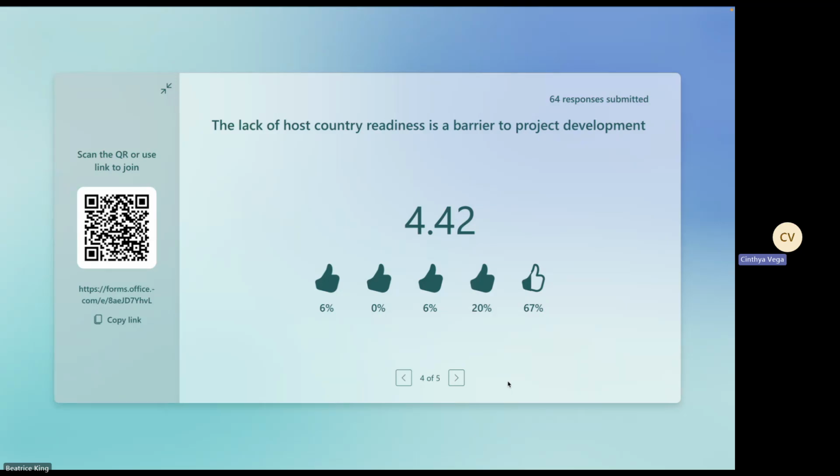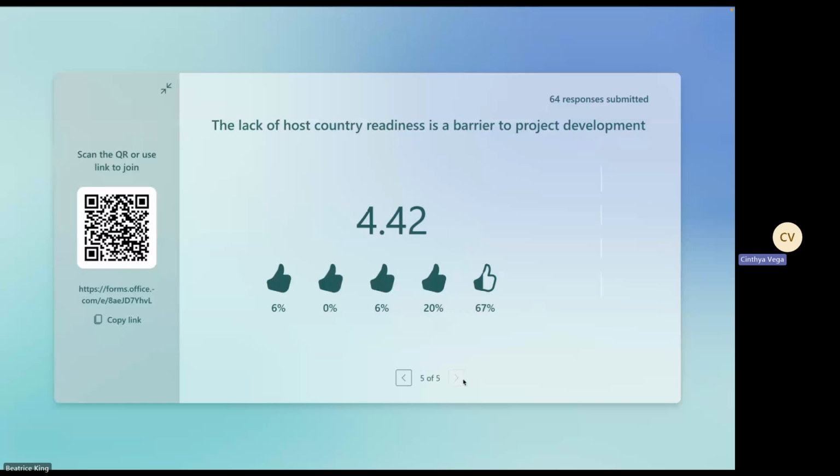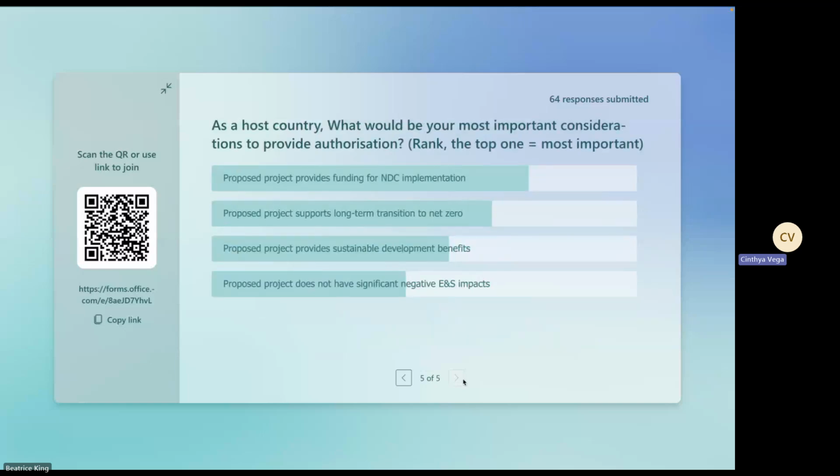So if you were a host country representative, what would be your most important considerations to provide authorizations? And here we ask you again to rank it. The first and most important consideration is that the proposed project provides funding for NDC implementation. The second most important consideration is that the proposed project supports long-term transition to net zero.